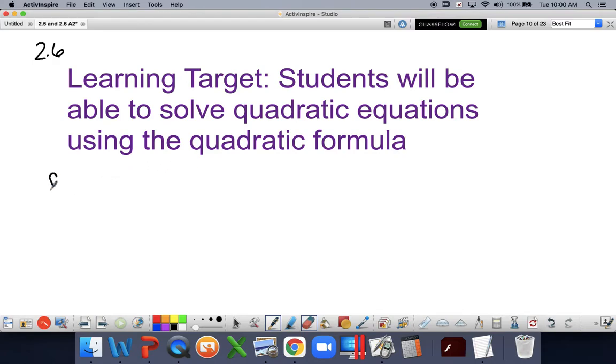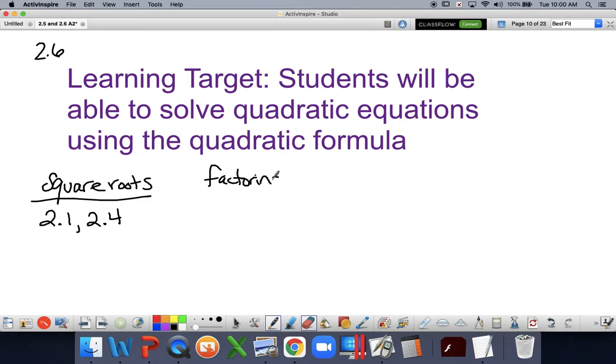So we have solve by taking the square roots. You can't do that for every type of example. But if you can, it is a really good shortcut. And we did that in sections 2.1 and in 2.4. Solving by factoring, where we take out a GCF if we have it, we reverse FOIL, right? We kind of end up with two parentheses side by side. We did that in sections 2.2 and 2.3.